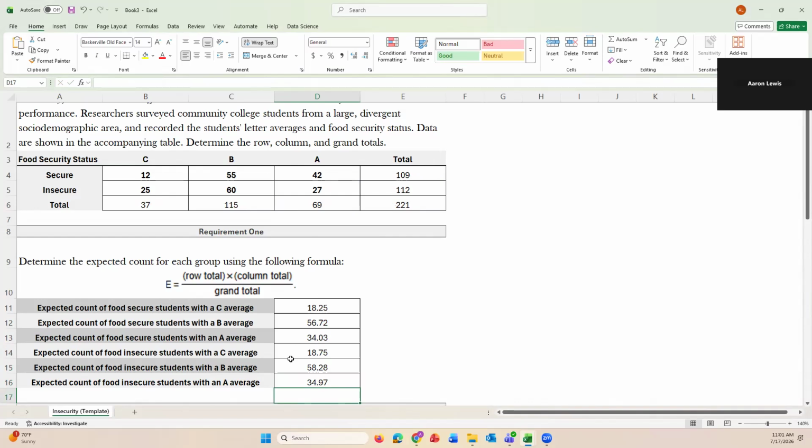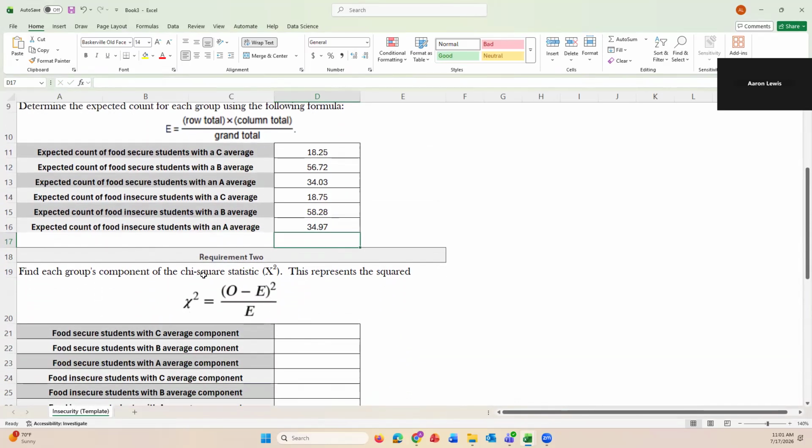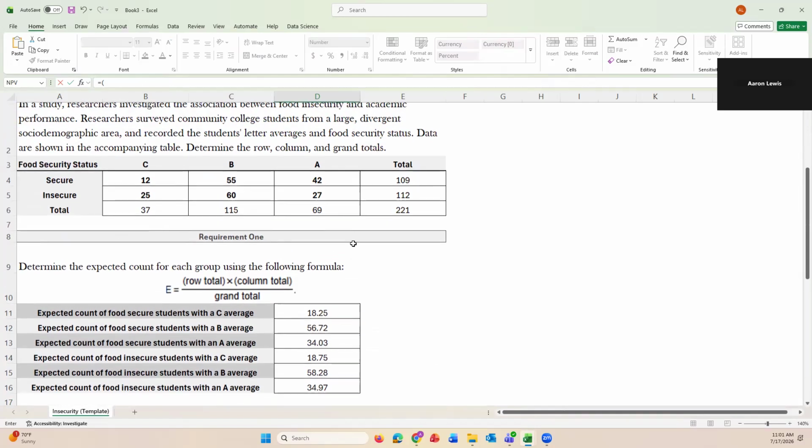So now we have our expected amounts for each of our 6 possible combinations. Well, let's find our chi-square statistic using the formula that we have used previously. And we're going to start with our food secure students that had a C average. So this is going to be equal to the observed amount of students that were food secure. They got a C average, which we have up here as 12, minus the expected amount of food secure students with a C average, which was 18.25.